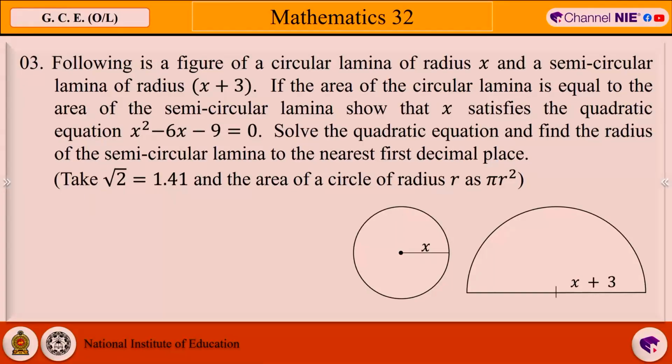If the area of the circular lamina is equal to the area of the semicircular lamina, show that x satisfies the quadratic equation x squared minus 6x minus 9 equals 0. Solve the quadratic equation and find the radius of the semicircular lamina to the nearest first decimal place. Right, easy problem. We will see how to do that.